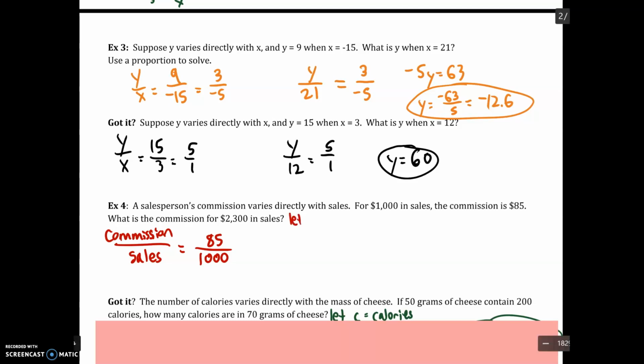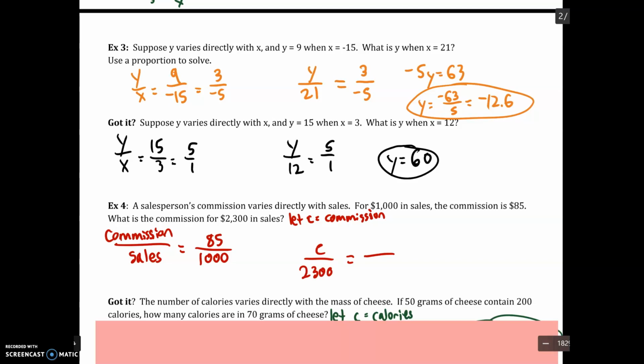So I'm going to define a variable. Let C equal your commission. You can think of that as dollars, but we need to define that. I don't want to use x in this case because x is describing our direct variation, and we want to be able to move that around. But C is what's missing. We haven't found that yet.